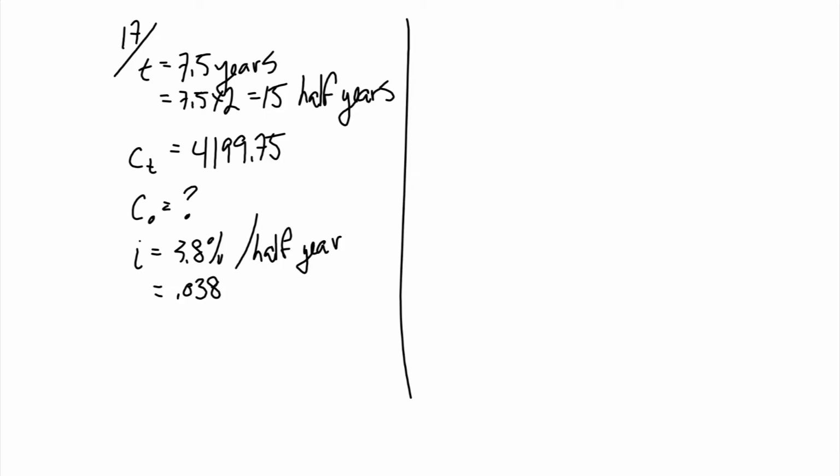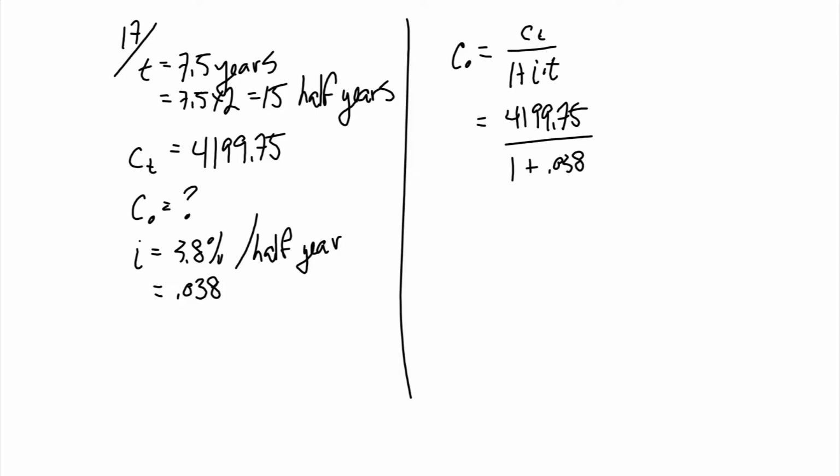Next thing we do is look at the formula for C0. C0 is equal to CT divided by 1 plus I times T. Now we substitute in the numbers. CT, 4199.75, divided by 1 plus I, which is 0.038, times T, which we said was 15. We do some of that math, and we end up with 4199.75 divided by 1.57. And when we do the final number crunching for that, we end up with $2,675.